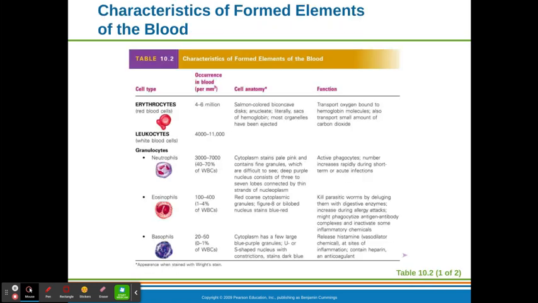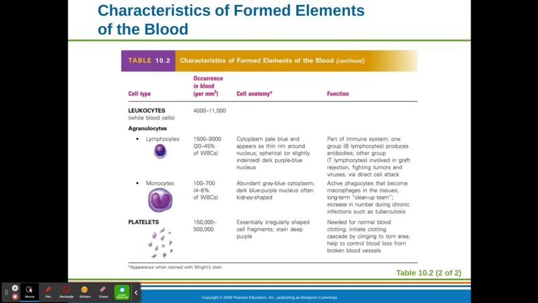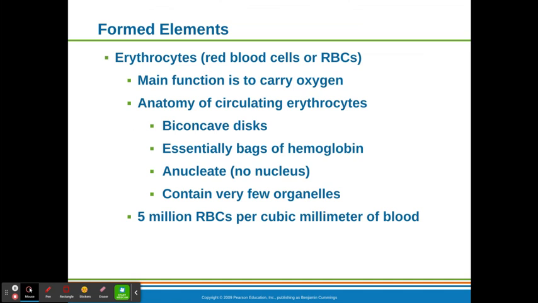Okay, so table 10.2 is a great table. You're definitely going to want to use this for your assignment. It gives you basic information on all of your different formed elements. Okay, so the erythrocytes, their main function is to carry oxygen, and they are biconcave discs. So they're kind of like a donut, only the middle isn't all the way cut out. They're really just bags of hemoglobin. This hemoglobin is what carries the oxygen.